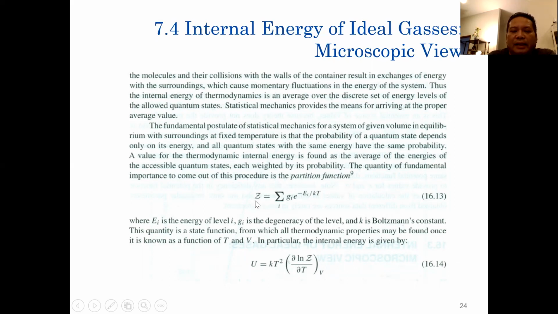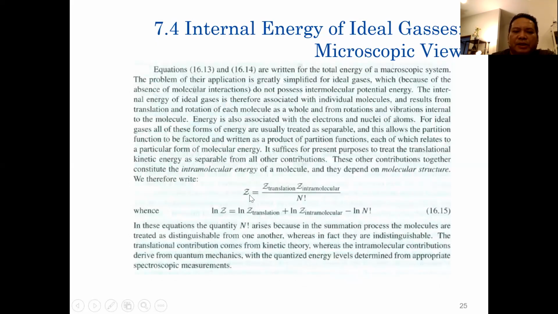Okay, so there is a Z, something with a middle somewhere here. This function here, G is the degeneracy level, and K is the Boltzmann constant. For the internal energy, it can be denoted by this equation here at constant volume. So we have a Z here, the partition function.